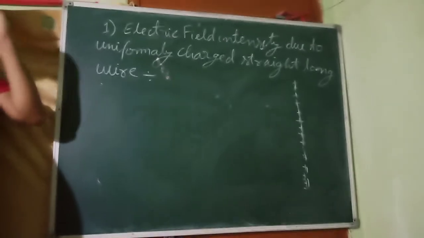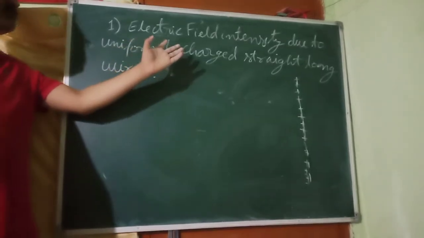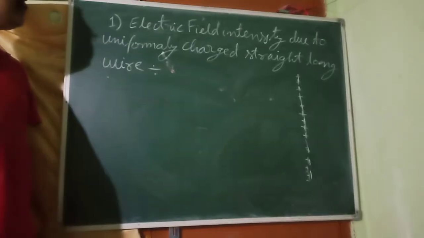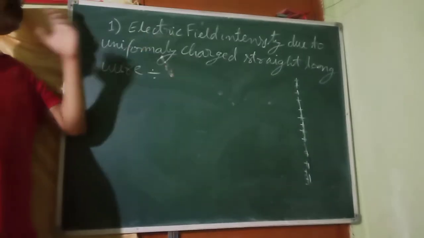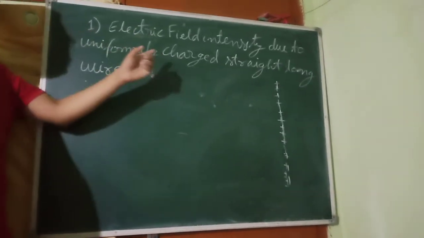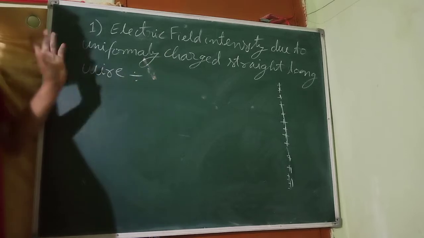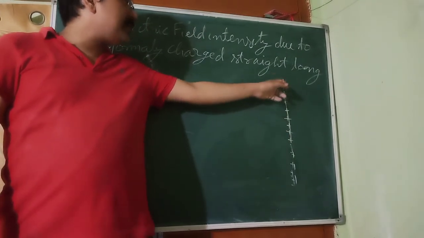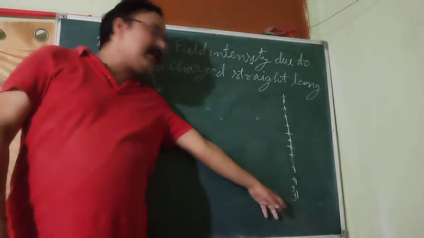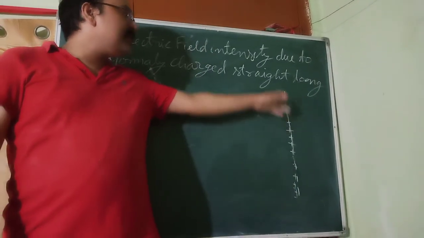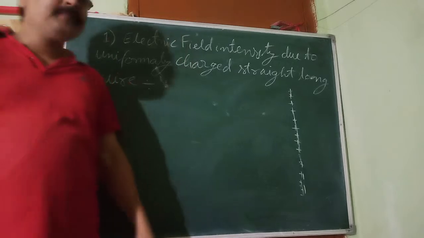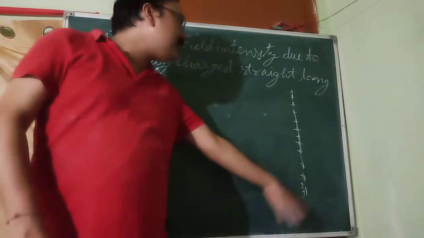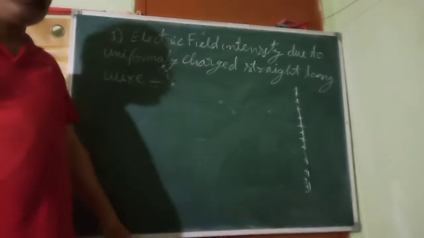So this is the first application which we are going to deal with: electric field intensity due to a uniformly charged straight long wire. You can see it is an infinite wire, the dotted part is there here and also here, which means it is extending upward as well as downward. So it has no limit.